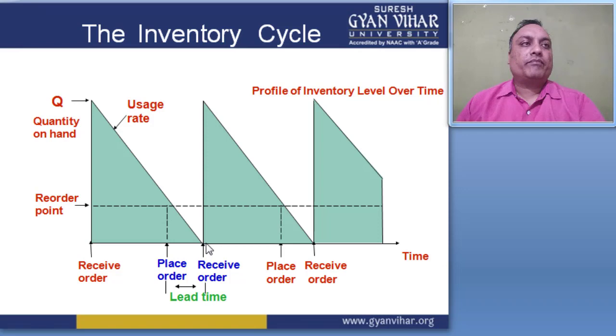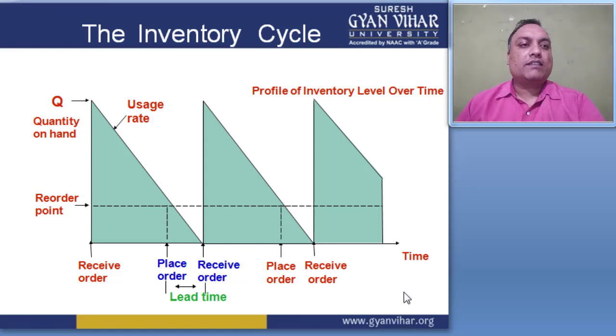So at this time the quantity on hand is again this much, and you repeat this step. For this system, suppose you place an order at this point. At this time you have a quantity in hand, and you receive this order, so again you have the quantity on hand at the same time. This shows the profile of inventory level over time.